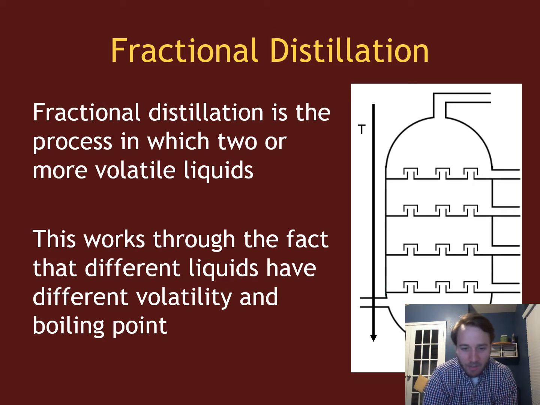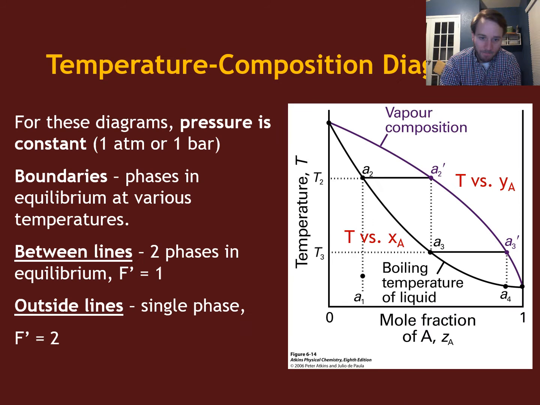Well, fractional distillation is that same process of distillation, where you boil something off and condense it back down, but then you do it multiple times. You keep on boiling and condensing things over and over and over. This way you can separate liquids of different volatilities, and how they separate is based on their difference in volatilities and boiling points.